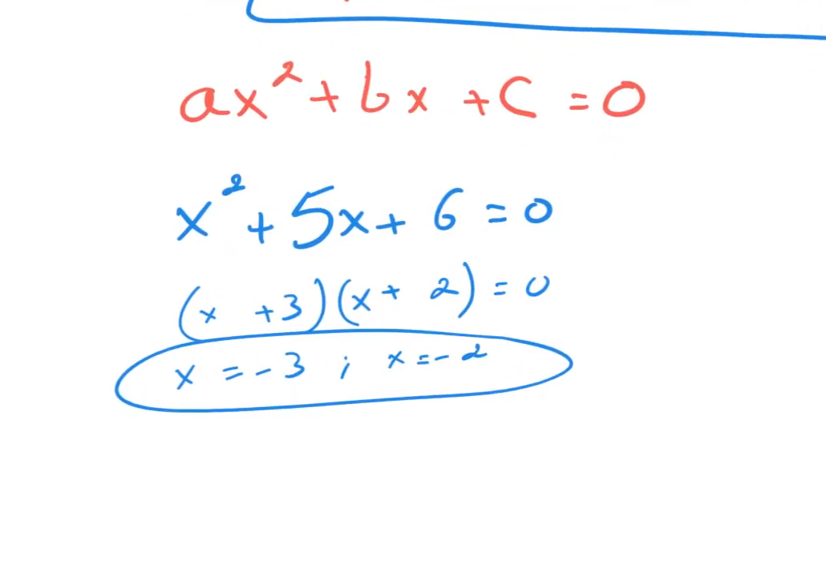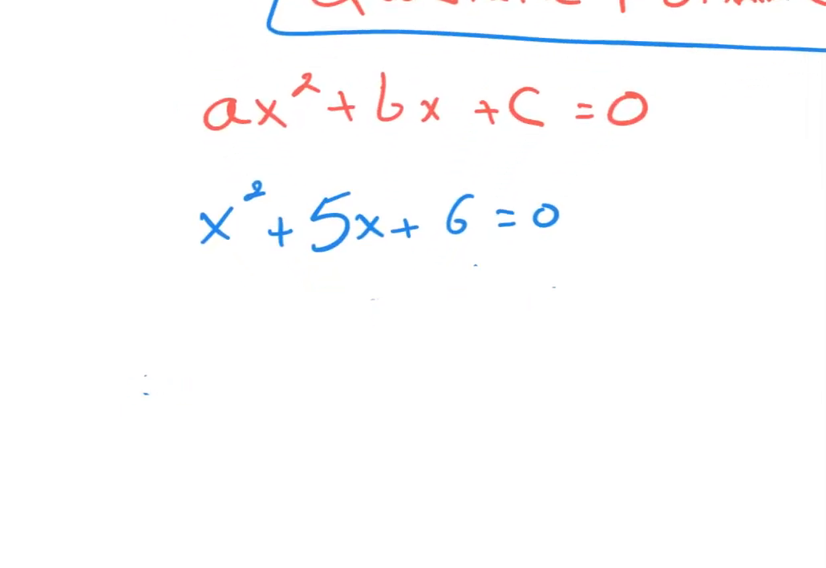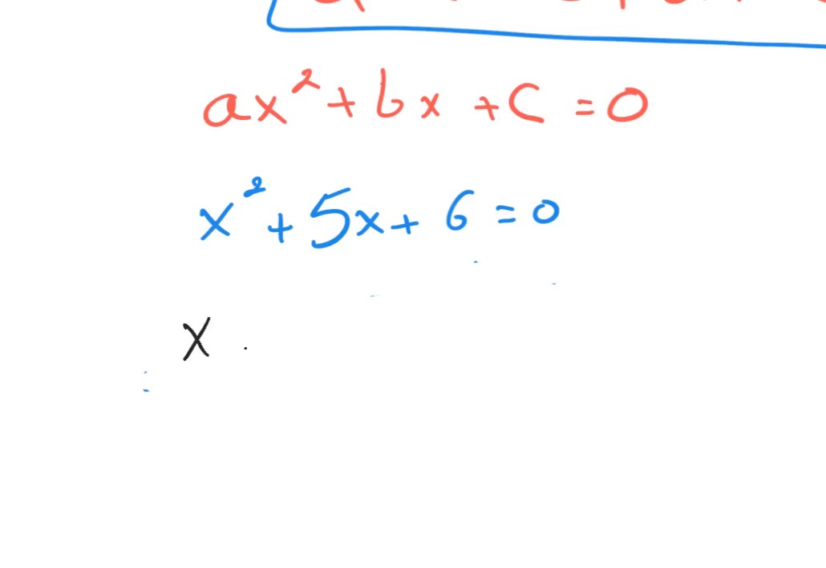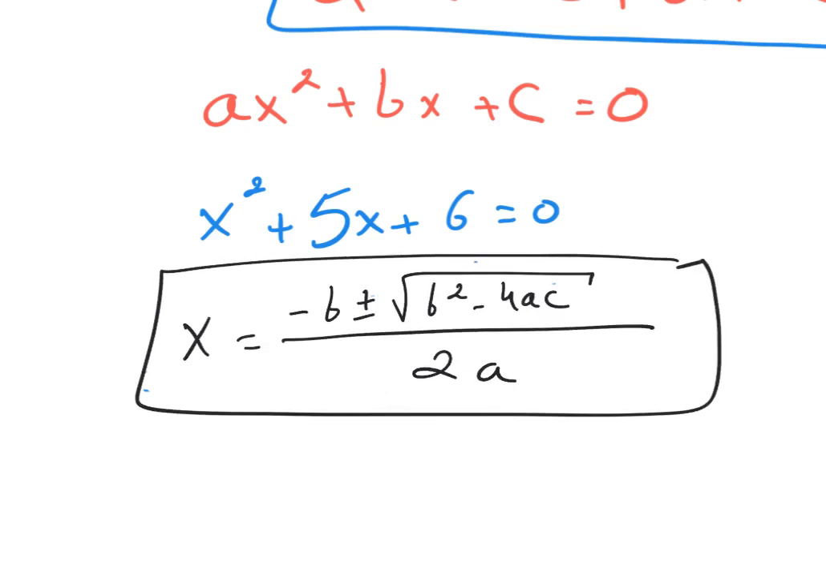First of all, we need to know what the quadratic formula is. Let me erase this because that was from a different method. The quadratic formula is x equals negative b plus or minus the square root of b squared minus 4ac, all over 2a. This is called the quadratic formula, and that's what we're going to use to find the solution.